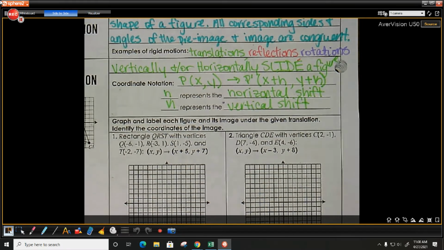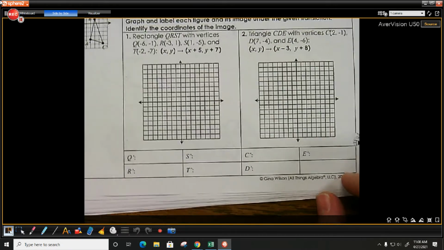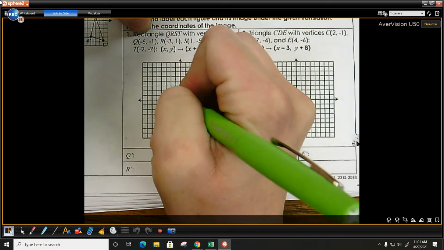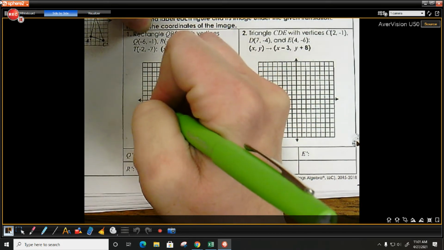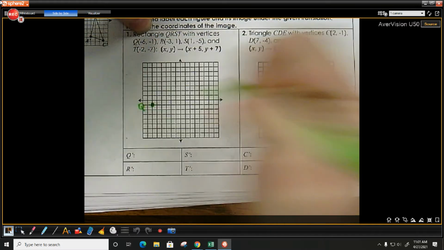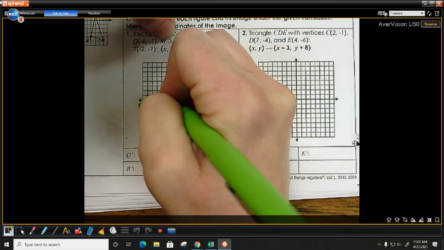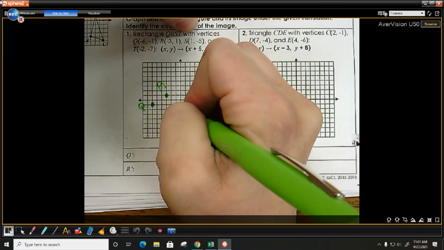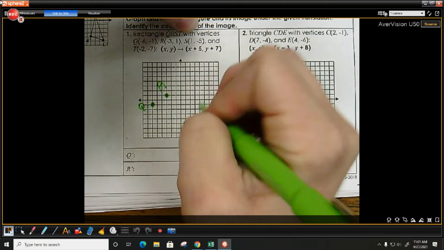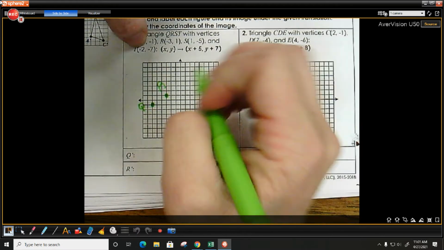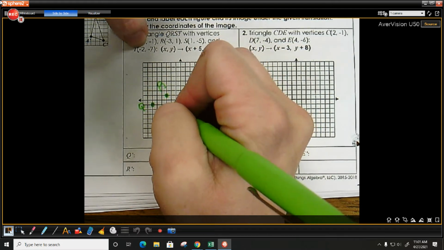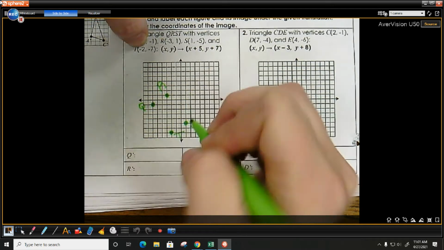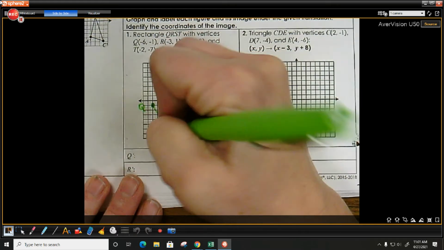Okay? So, looking at this first one, let's plot our points. (-6, -1), and that is point Q. (-3, 1), that is point R. (1, -5), and that is point S. And then (-2, -7), sorry, and that is point T. And draw your rectangle.